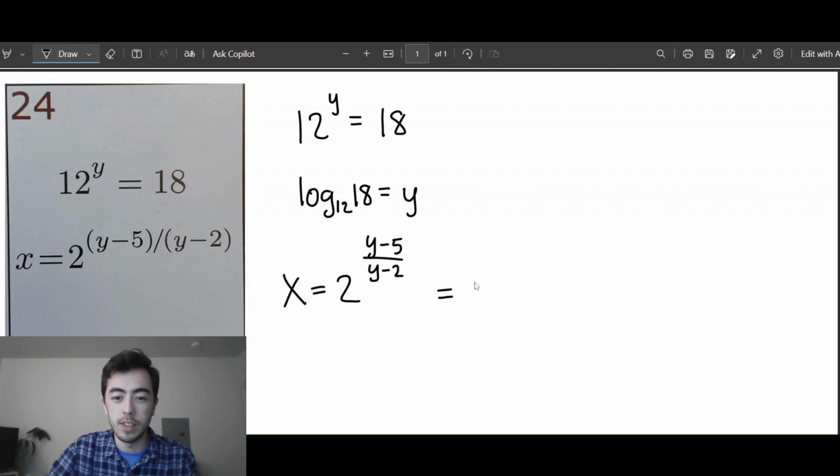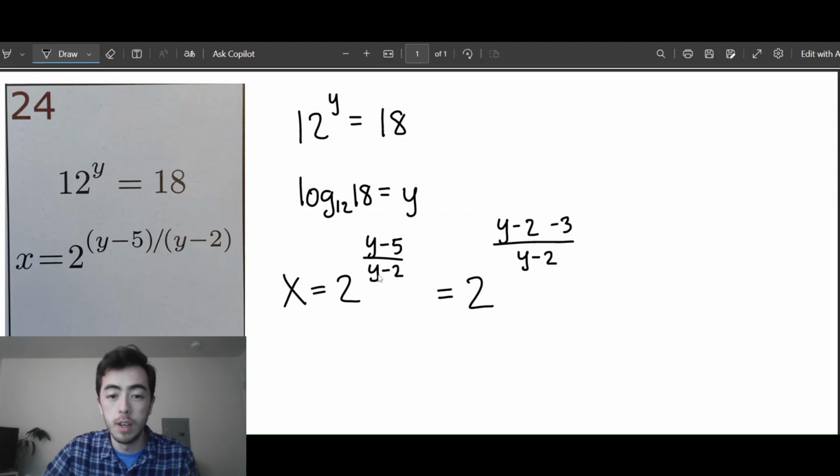I have a fun trick that I like to use. Here I would like to split up this minus 5 as minus 2 and then minus 3. I'm still going to keep my denominator the same, so I still have y minus 5 on top and y minus 2 on bottom. But here you can distribute this denominator. And so we get a y minus 2 over y minus 2 on the left, and then minus 3 over y minus 2 on the right.